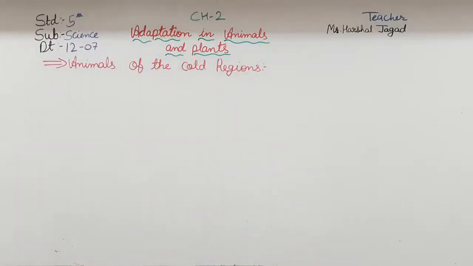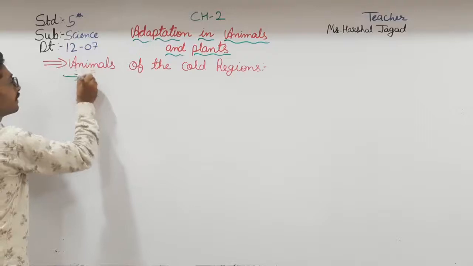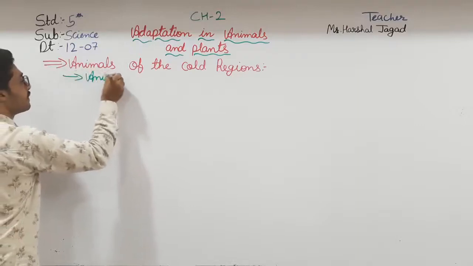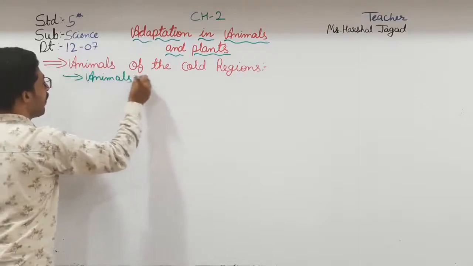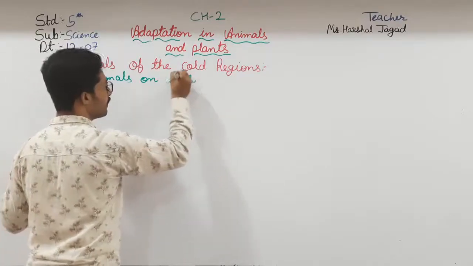Okay, animals of the cold regions. Here, the first category they have made is animals on high mountains.